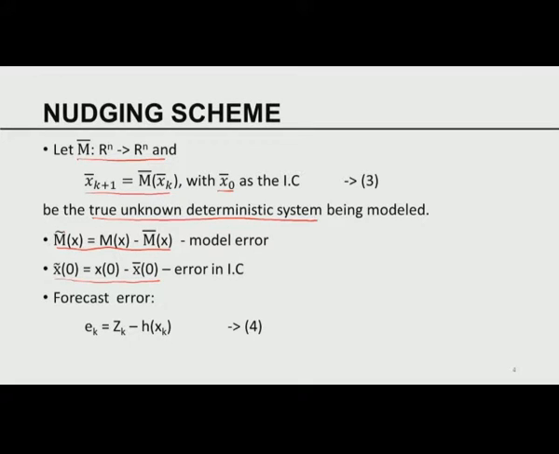M tilde x is equal to mx minus M bar x, that is the model error. X tilde 0 is equal to x of 0 minus x bar 0, is the error in the initial condition. So if I use M as the model to generate the forecast xk, xk is the forecast generated out of the model M. M may have errors. Zk is the observation coming from measurements of the real world. So Ek is the forecast error as given in 4.